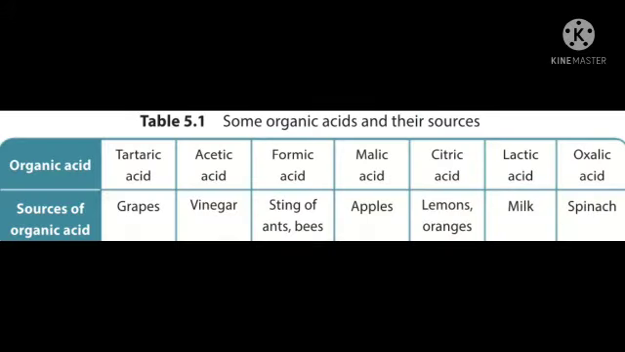What is the organic acid present in grapes? Tartaric acid. Vinegar, acetic acid. The sting of ants and bees, formic acid. Which acid is present in apple? Malic acid. Which acid is present in lemons and oranges? Citric acid. That's why we call those fruits citrus fruits. Milk, lactic acid. Spinach, oxalic acid.